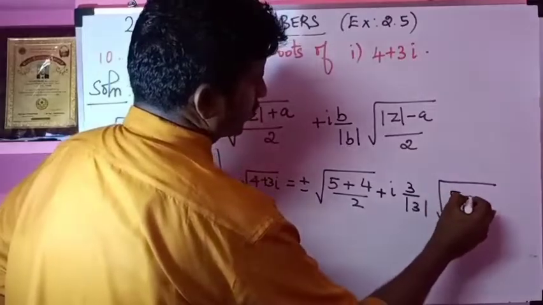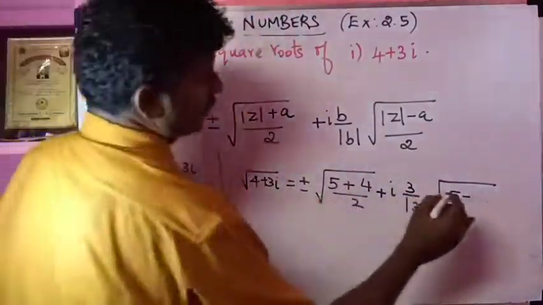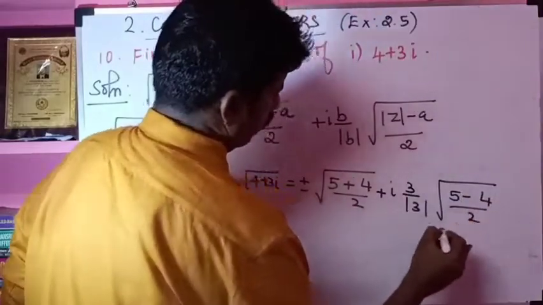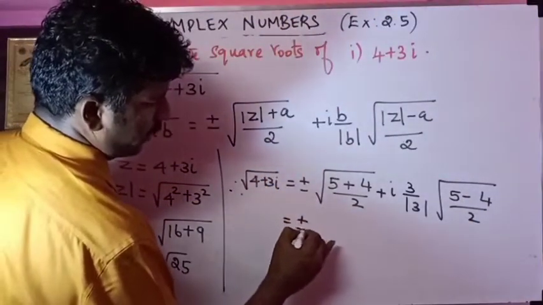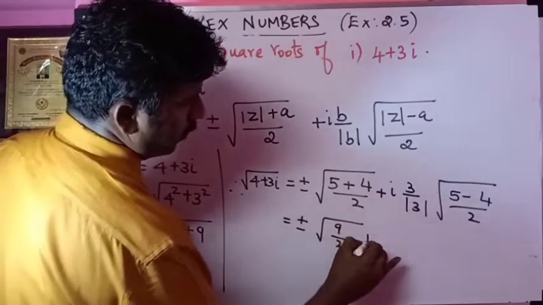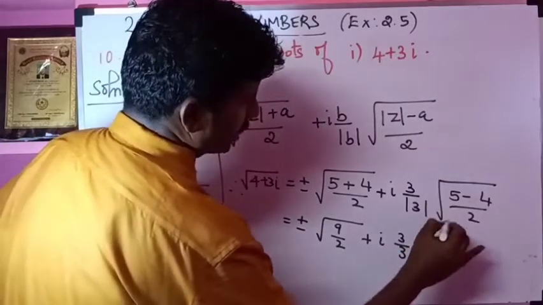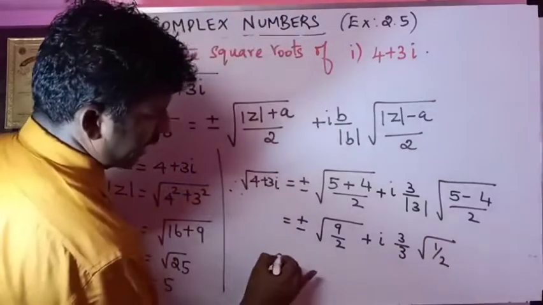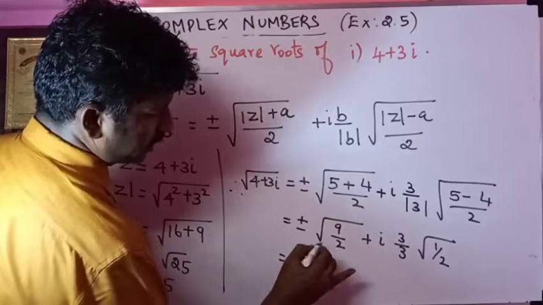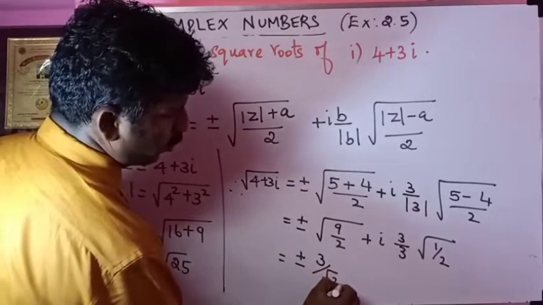So 5 minus the a value 4. This is a, this is b, right? So 4 divided by 2. So which is equal to plus or minus root of (5 plus 4, 9) by 2 plus i, the 3 by 3, the root of (5 minus 4, the 1) by 2. This can be written as plus or minus 9 root at the 3, 2 root at the, so 3 by root 2 plus i.